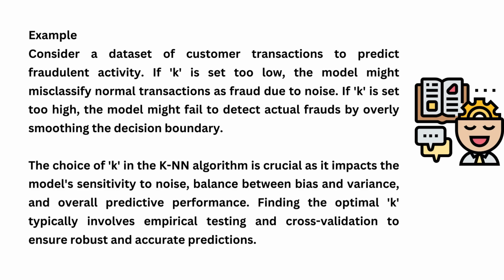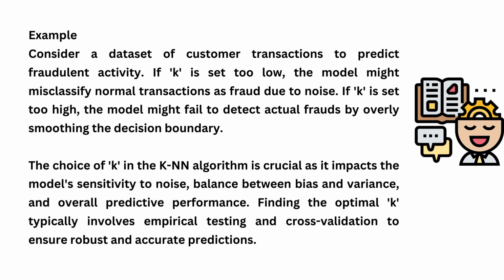Considerations. Example: consider a dataset of customer transactions to predict fraudulent activity. If k is set too low, the model might misclassify normal transactions as fraud due to noise. If k is set too high, the model might fail to detect actual frauds by overly smoothing the decision boundary.